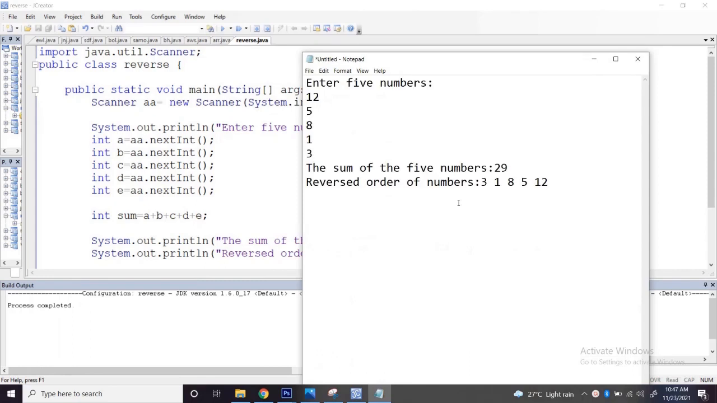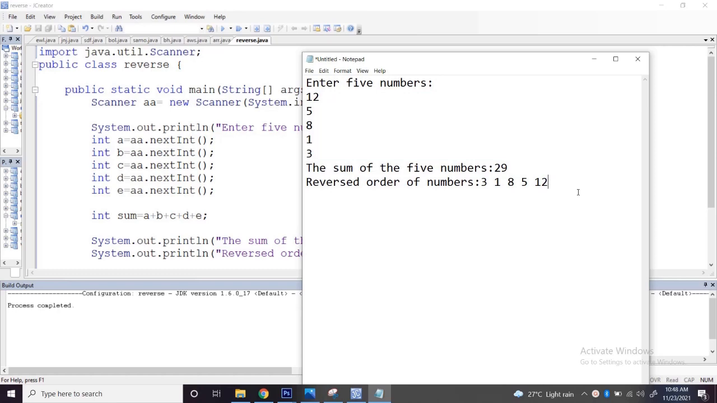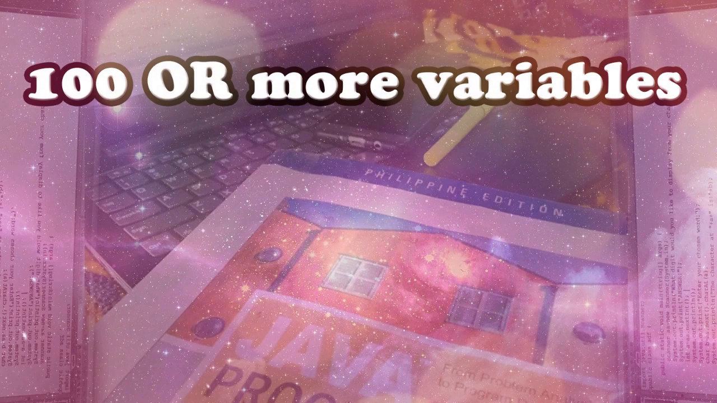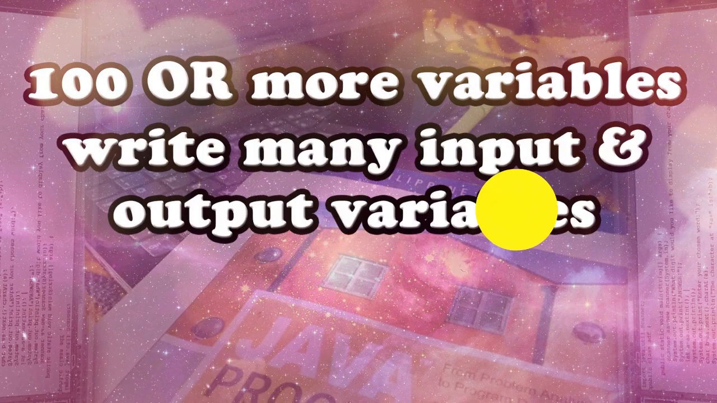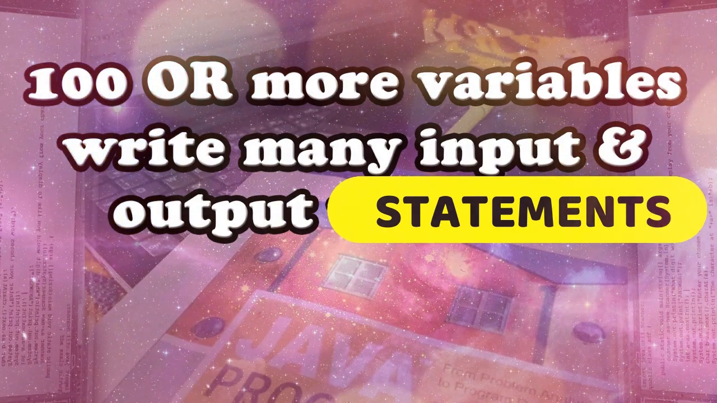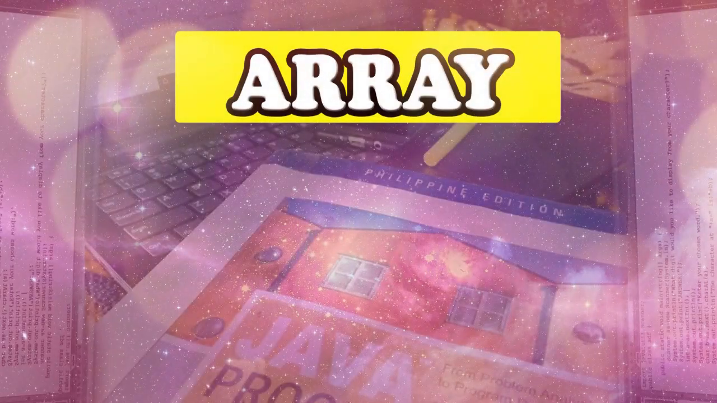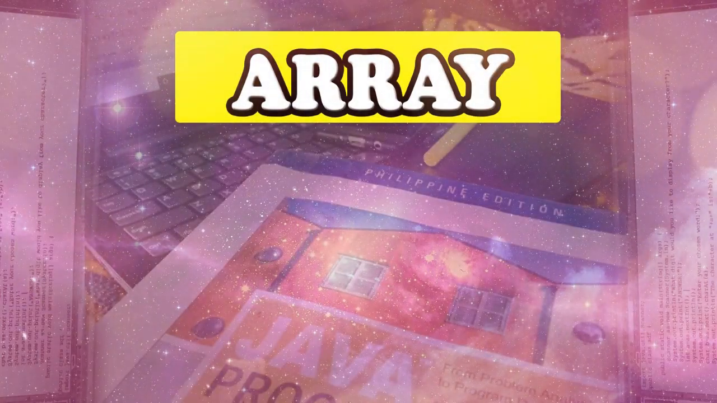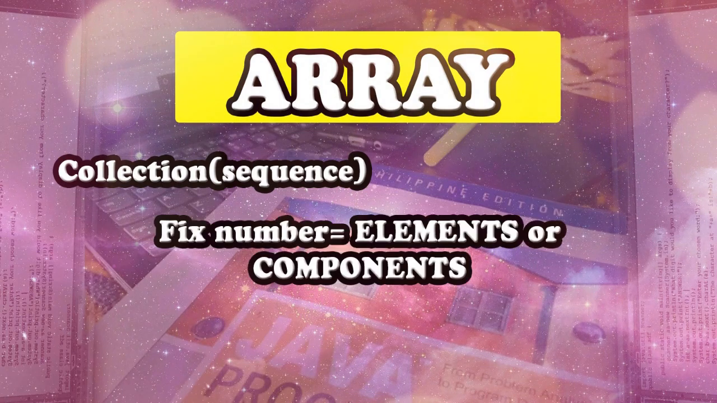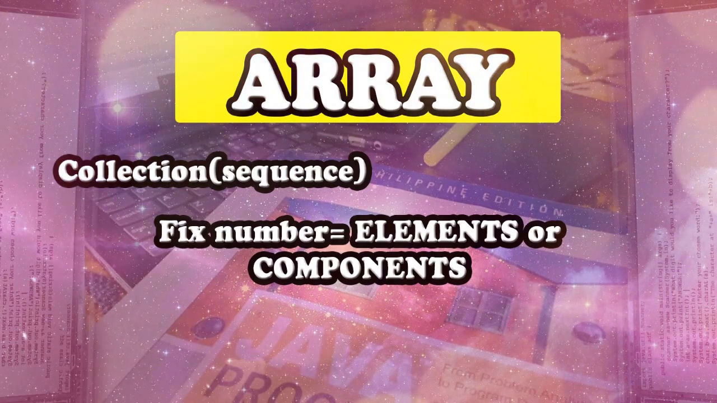This program works fine. However, to read 100 or more numbers and print them in reverse order, you would have to declare 100 or more variables and write many Java input and output statements. But, in order to do this easily, we have what we call an array. An array is a collection or sequence of a fixed number of variables called elements or components, wherein all of the elements are of the same data type.